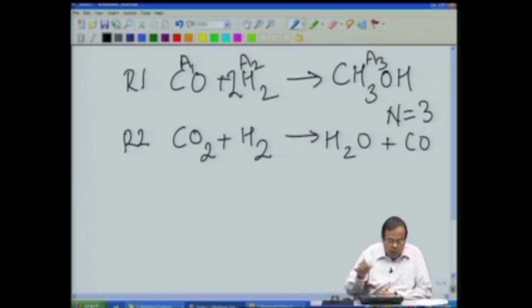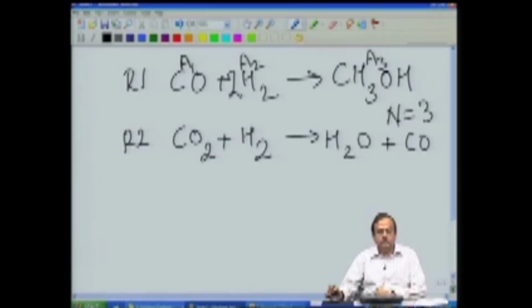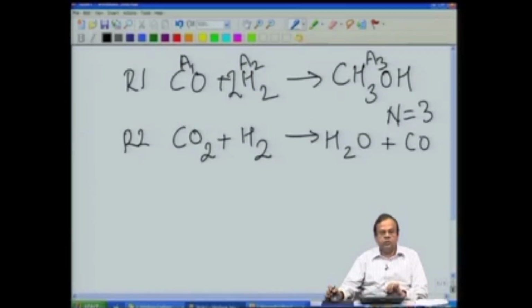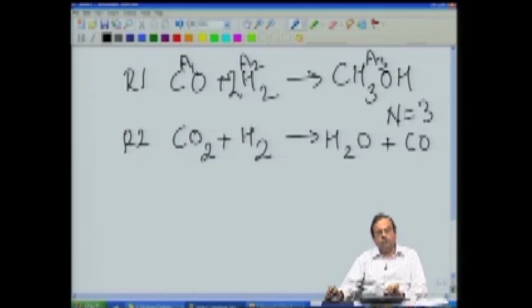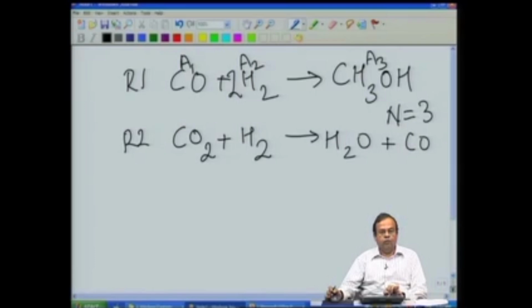So, now I have two reactions which are possible, and both reactions are possible simultaneously. So, this is now a case of multiple reactions, which is what actually happens typically in any real chemical reactor. You hardly ever have a single reaction. So, you have multiple reactions.